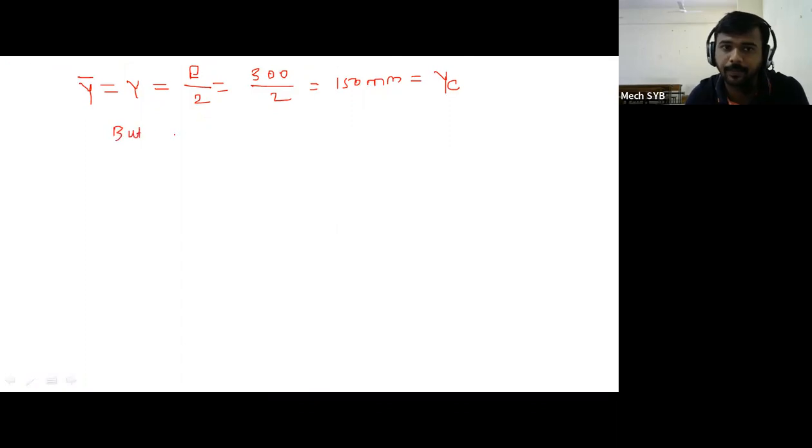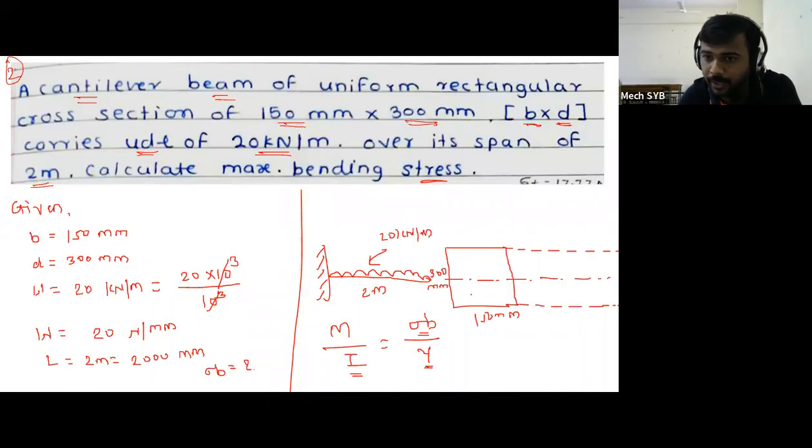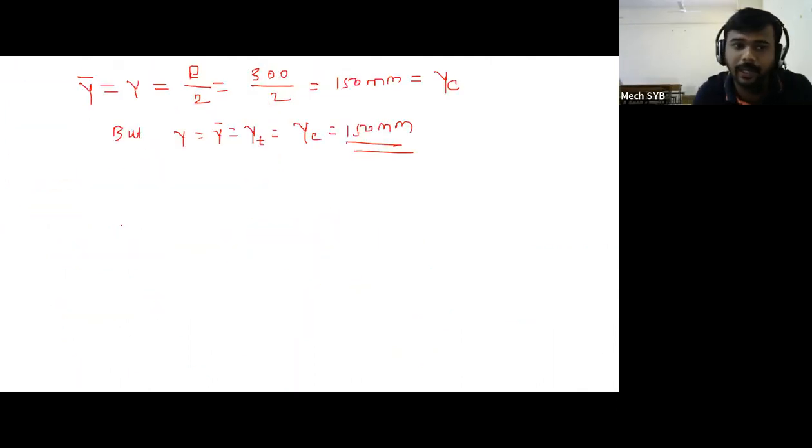But y is equal to y bar is equal to yt is equal to yc is equal to 150 mm. So represent the distances on the figure also. So here this is yc is equal to 150 mm and the top side distance yt is also equal to 150 mm. So all the distances we have calculated.